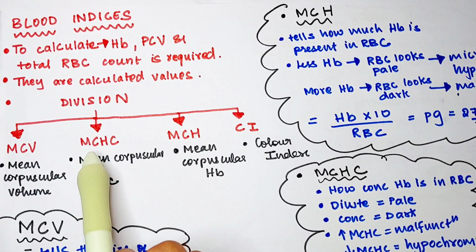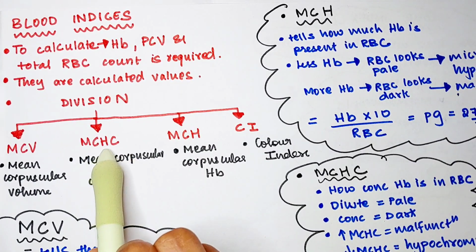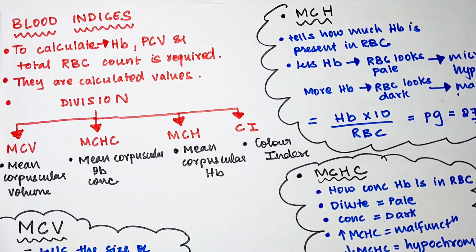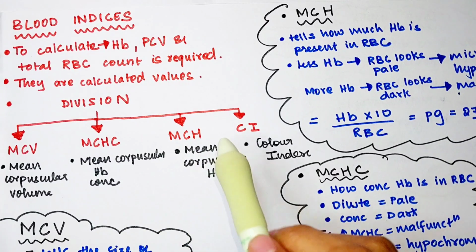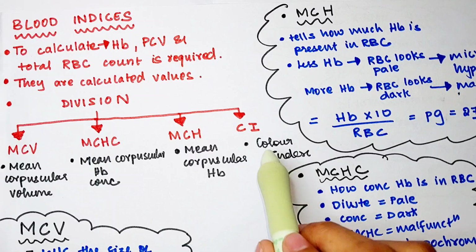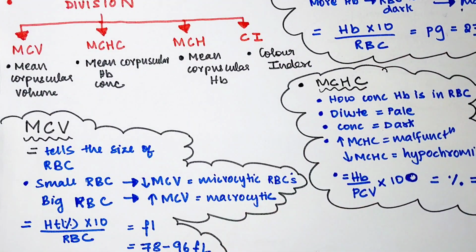MCHC is mean corpuscular hemoglobin concentration. MCH stands for mean corpuscular hemoglobin. CI stands for color index. What exactly is this MCV? What are we using this MCV for?